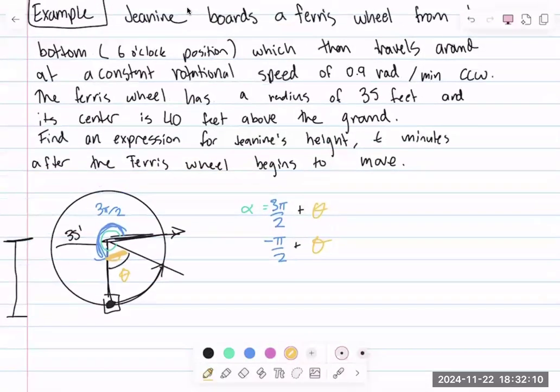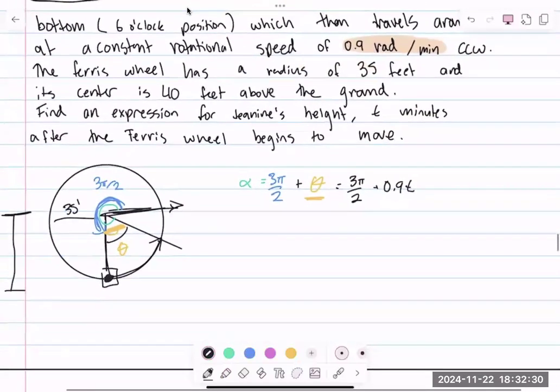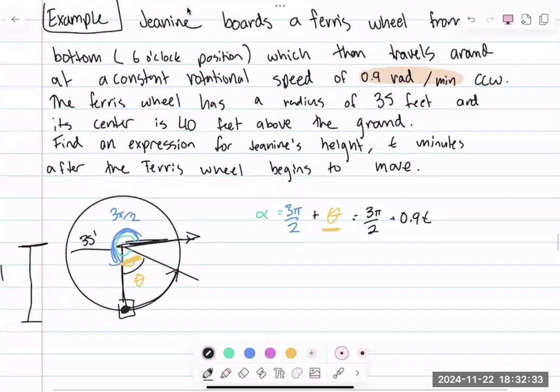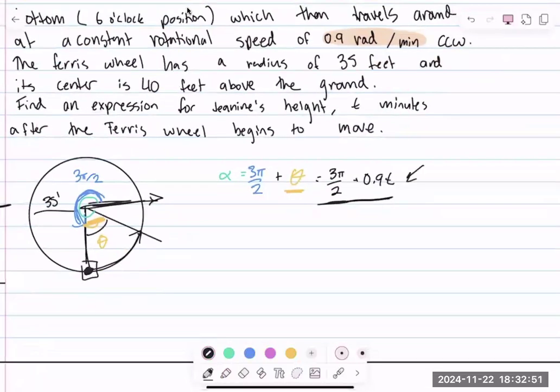But either way, we have an expression for this total angle given by whatever angle we've made from 6 o'clock. Since we're traveling at 0.9 radians per minute, this is just going to equal 3 pi over 2 plus 0.9 times t. After 1 minute, we're 9/10 of a radian from this position. After 2 minutes, we're 1.8 radians away. After 3 minutes, we're 3 times 0.9 radians from this 6 o'clock position. And so we add that to 3 pi over 2. So this is what we're going to put into sine or cosine.